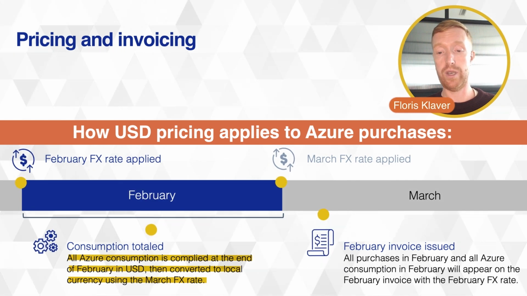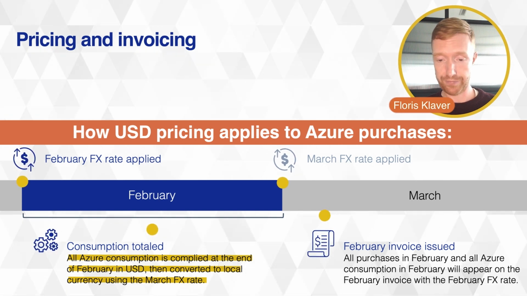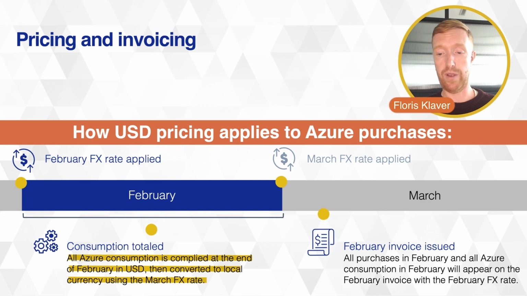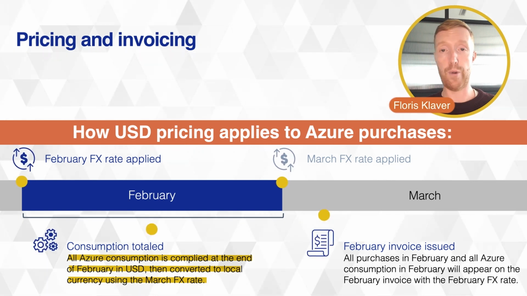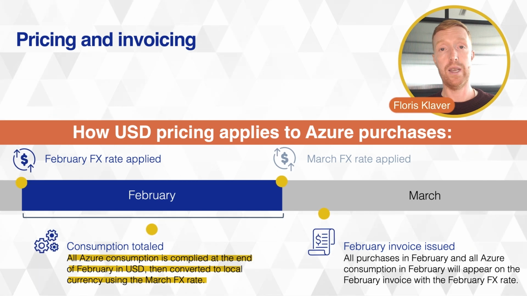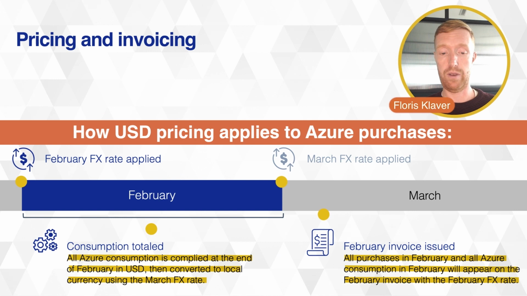Then the same thing happens the next month. You start using in February all the services that you want to have. And at the end of February, Microsoft will look back to the beginning of February, take that exchange rate and invoice you against that exchange rate at the start of the month.